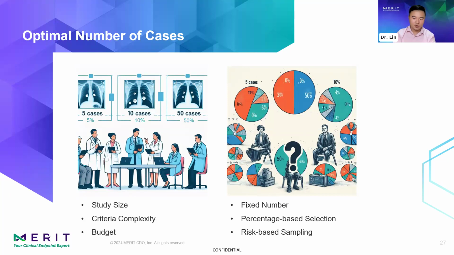This approach can ensure that the sample size scales with the study size and provides a more representative sample of the overall data. And another one is risk-based sampling. In some cases, the risk-based sampling can be employed where the cases are selected based on specific risk factors or characteristics that are associated with potential inconsistencies in evaluation. And this approach can focus the variability read effort on areas of higher risk.